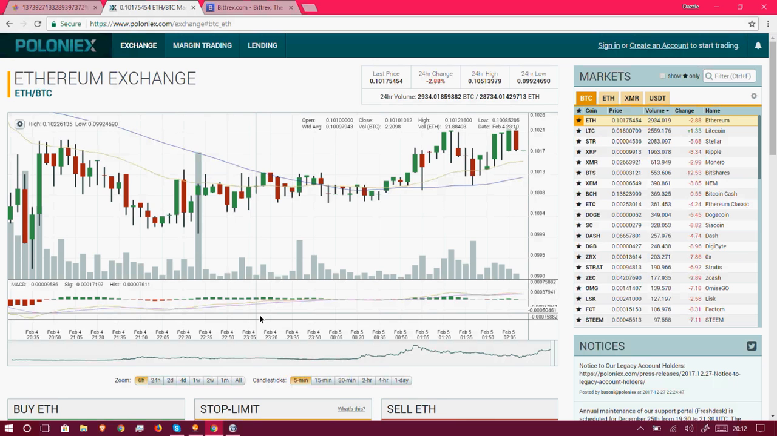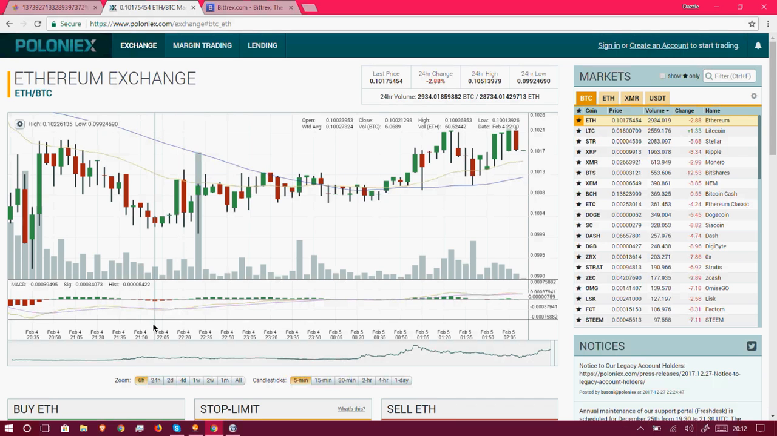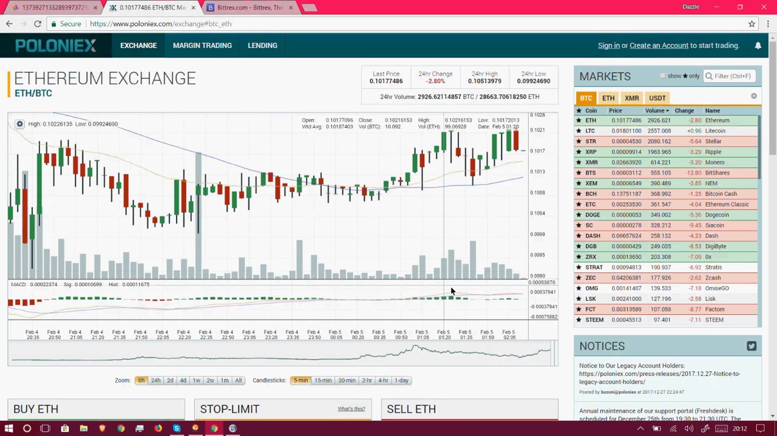But as far as Poloniex, their MACD is already installed. It's actually just a little bit harder to see, so you'll have to zoom in to see it. But again, looking at the crossover right here, this is not a trade that I would actually take, because the lines are too close together and there's not a lot of movement going on right there.